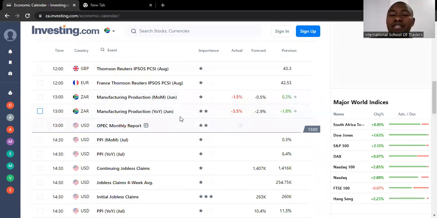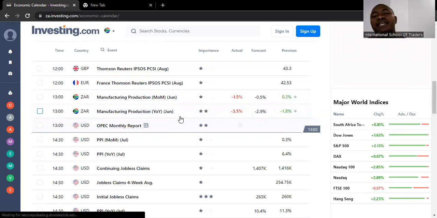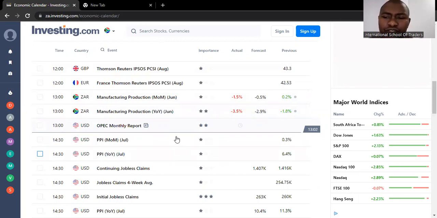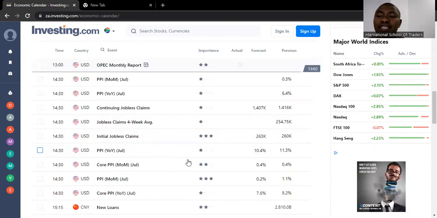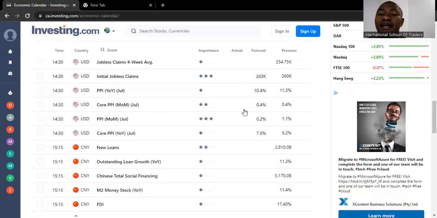In less than 2 hours, we are going to be looking at the producer price index in the US, coming out at 2:30 South African time. That is PPI year on year and also month on month. Then the one to look out for is going to be the initial jobless claims in the US and also the PPI producer price index coming out at 2:30 South African time.